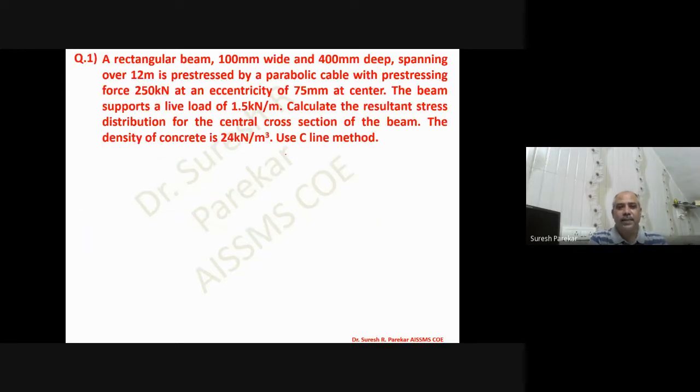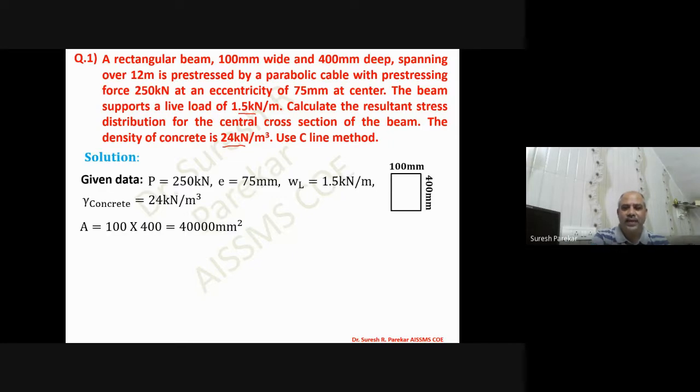Now we have considered a problem, and we have solved it by both methods. First we solved by the C line method, and then by stress calculations, and we will see that both answers are the same. So the span is given as 12 meter, 100 by 400 deep. Force P is 250 kilonewton, E is 75, live load 1.5, and density 24 kilonewton per meter cube. Then we have the properties of the section.